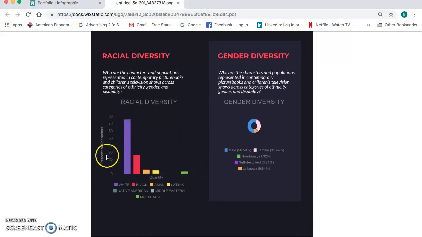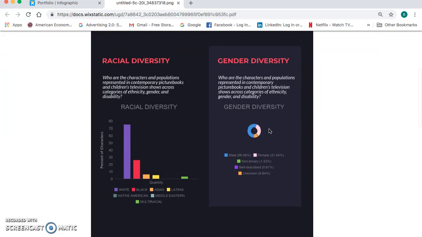And here you can see the percent of characters on the y-axis and the gender and racial diversity over here, and over here as well. I did it in this format because I thought it more accurately showed the vast majority of racial diversity. However, I felt that for gender diversity, a pie chart was the way to go.